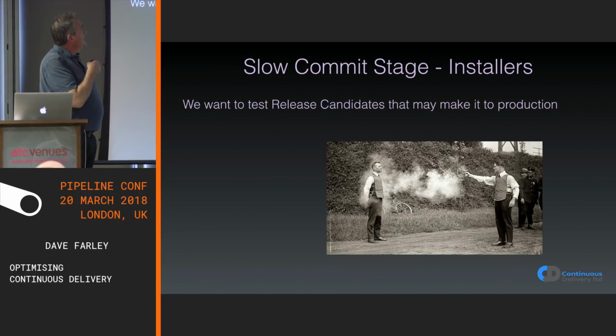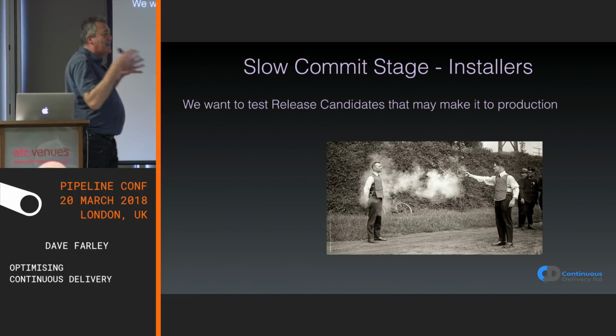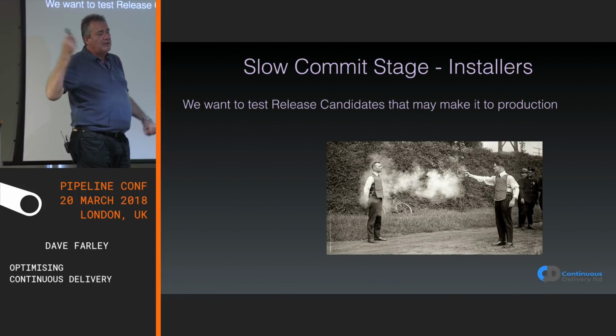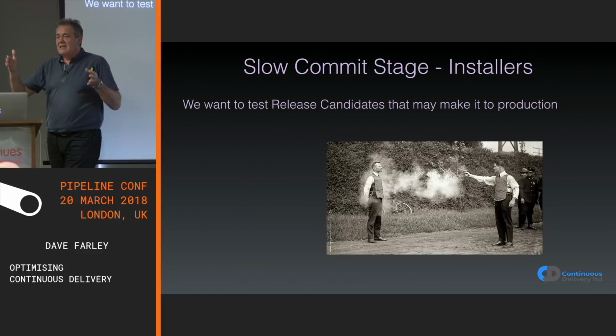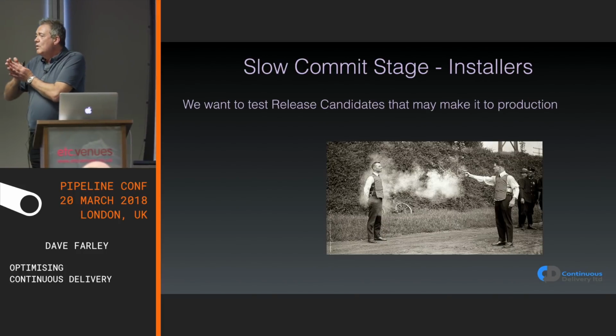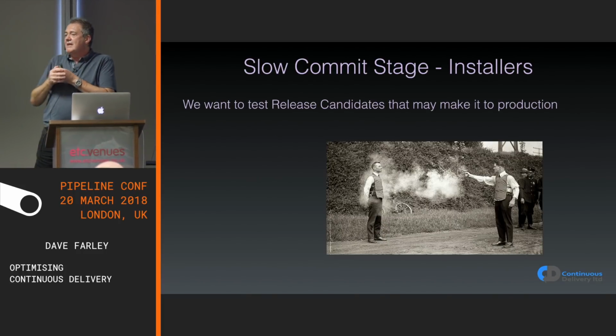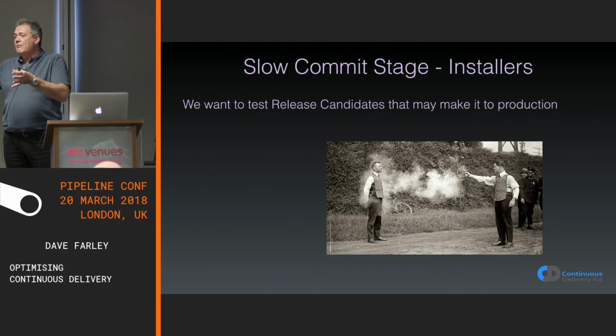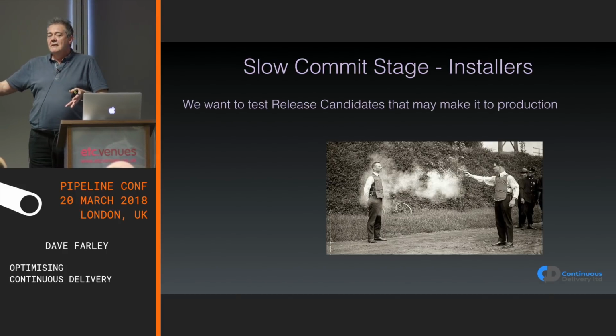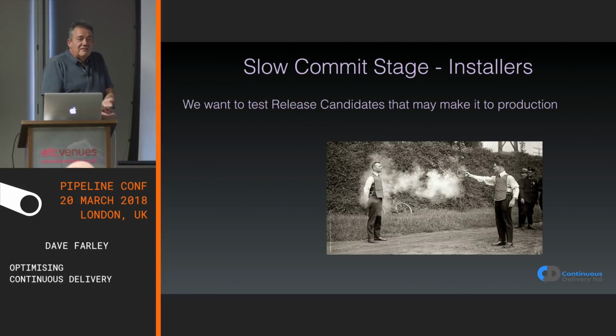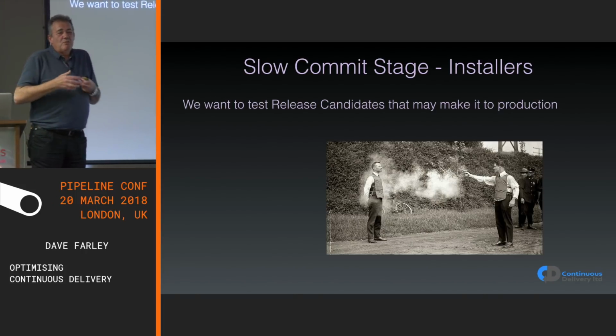We want to test the release candidates and that they make it into production. Part of the definition of the commit stage in the continuous delivery book is that the commit stage, as kind of the closing act, will create the installers. It will create the deployable units that represent our release candidates. For some kinds of technology, those can be quite hard to create.